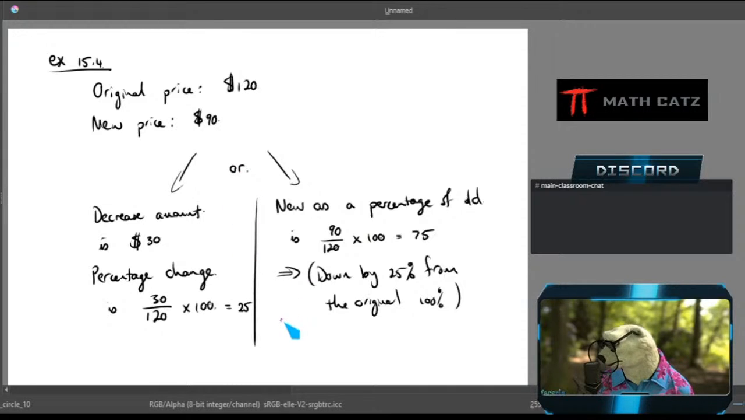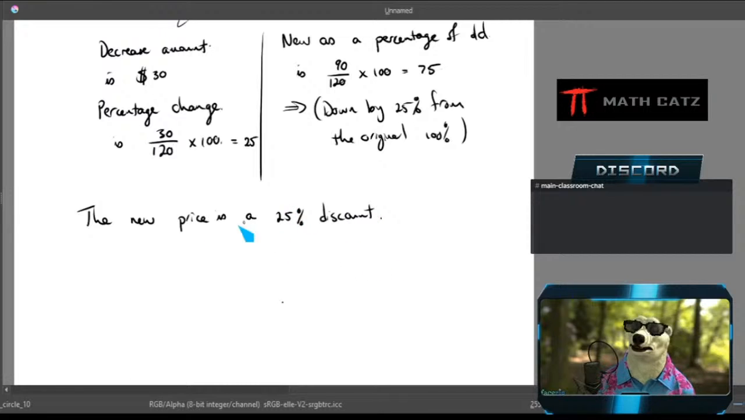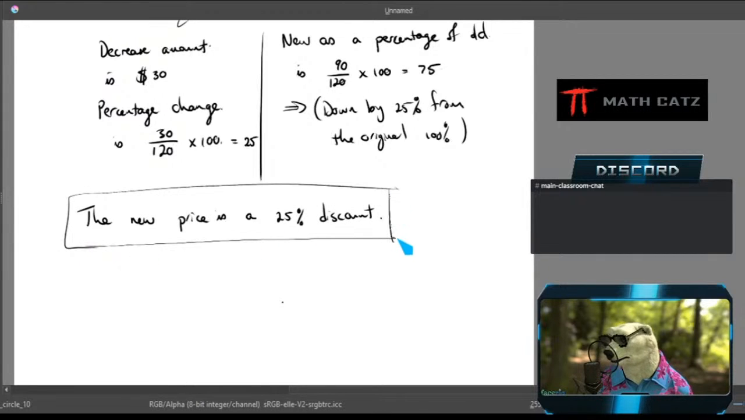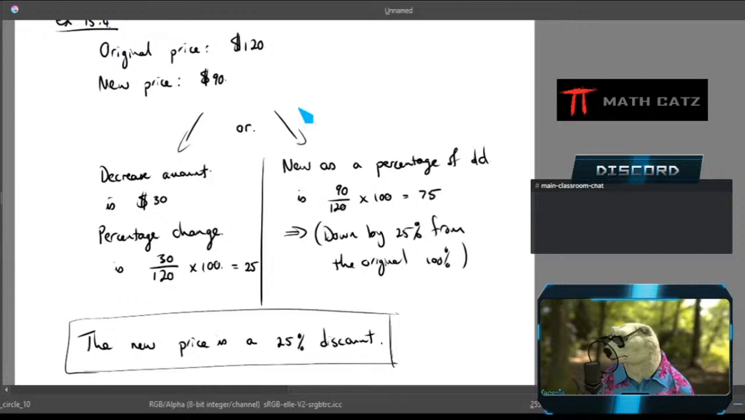But in both cases, we'll say a concluding sentence. The new price is a 25% discount. Using their words, it's a decrease of 25%, however you want to phrase it. So it's good to know my options. How do I feel more comfortable going about this? But of course, the end result is the same. All right.